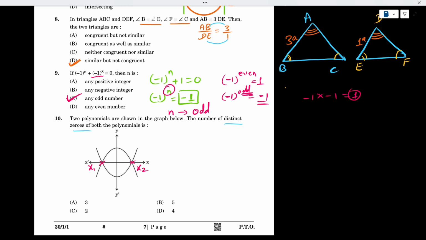So, for any graph, whatever number of places it cuts the x-axis, that many zeros will be there. So x1 and x2 will be two solutions. How many solutions are possible for any of these graphs? This is going to be two solutions. Your option number C is the right option, right? Let us go for the next question.